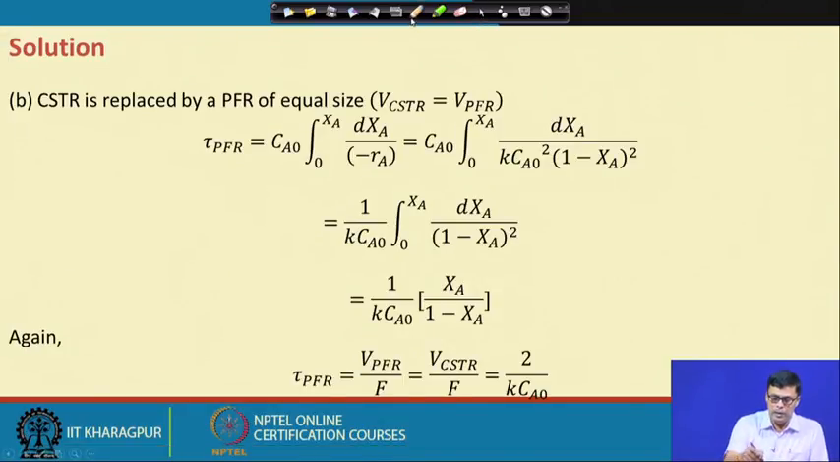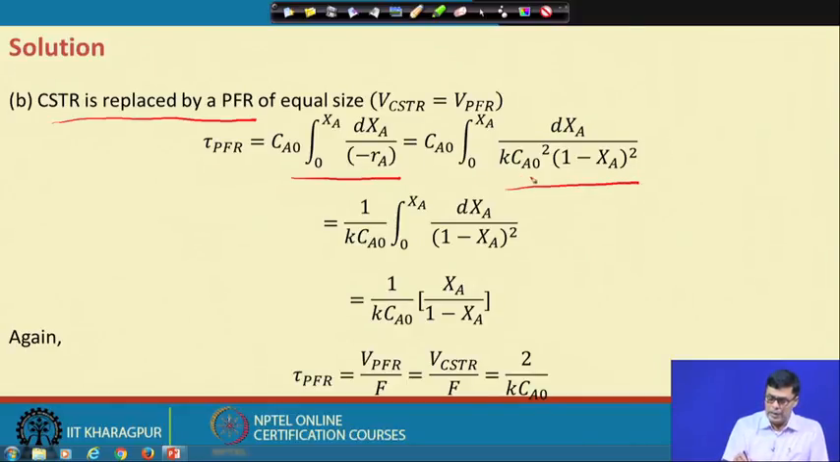The next part is very interesting. What I am saying is that if a CSTR is replaced by a plug flow reactor, the expression for the plug flow reactor is this one. We can solve this equation like this, because we know this is k into C_A0 squared (1 minus X_A) whole squared. So this will come here, and this is equal to V by F, and in the case of the CSTR it is like this. We said that everything remains constant.